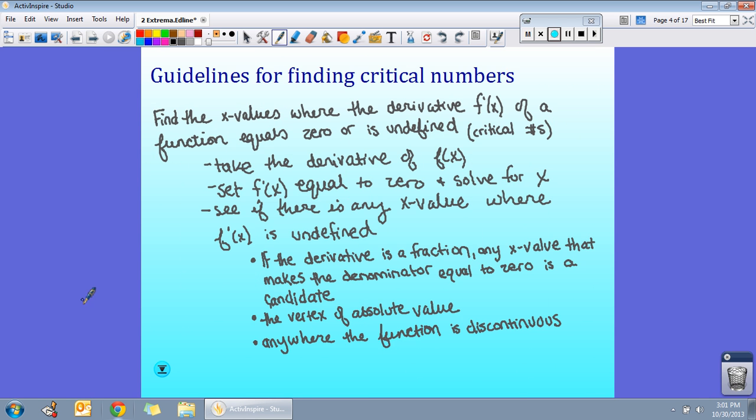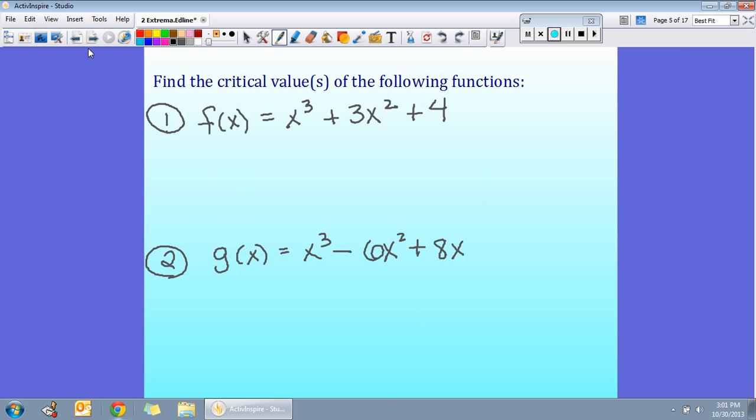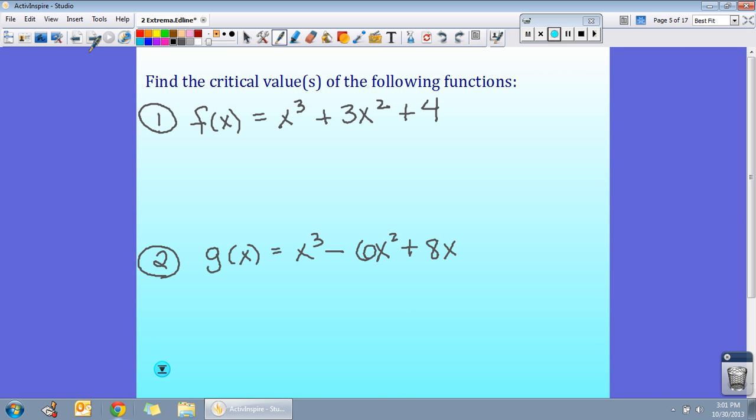You might want to pause the video here to read or write down the guidelines for finding these critical numbers. Next, we're going to do 5 examples of finding critical values of functions. Try pausing the video now to try number 1. Keep going if you want hints or to watch me do parts of it.